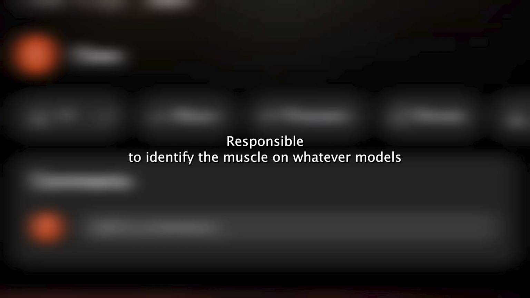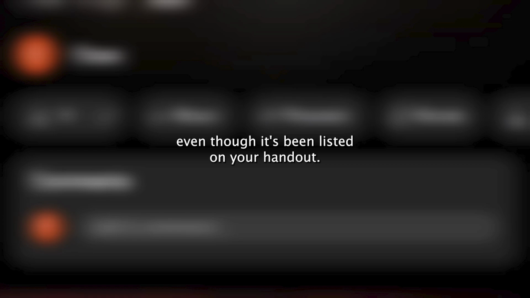Here, we don't have to do that. So what are you responsible for? You're responsible to identify the muscle on whatever models that we're going to give you. And you have to know the action. You do not have to know the origin and insertion, even though it's listed on your handout. You do not have to know the nerve supply, the blood supply either. And you don't have to know how it travels.